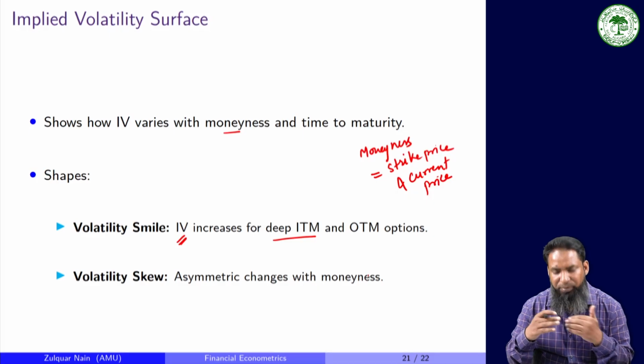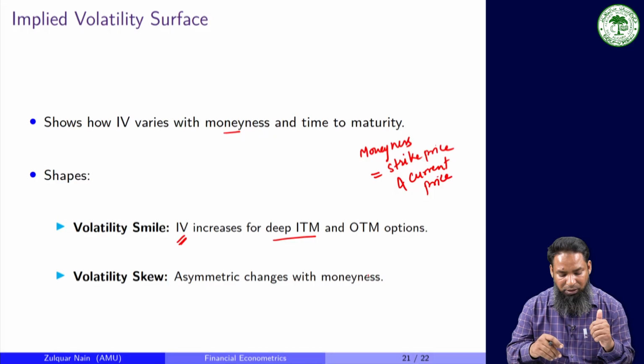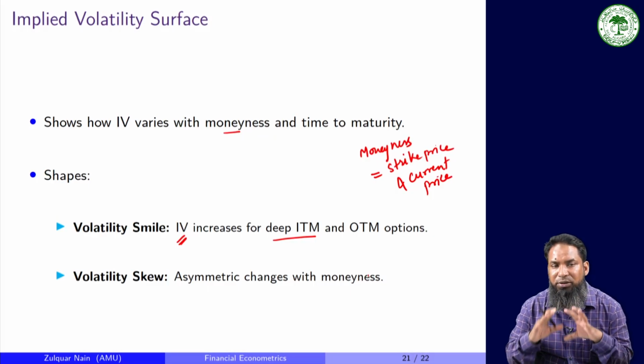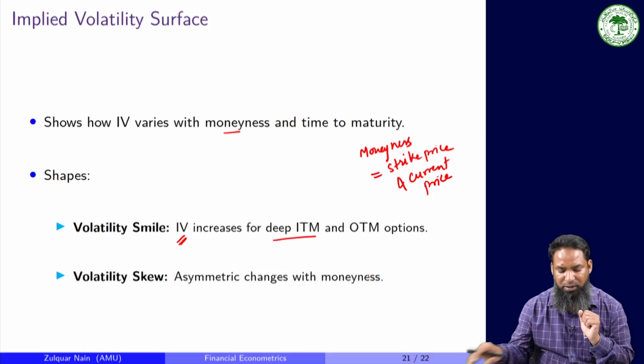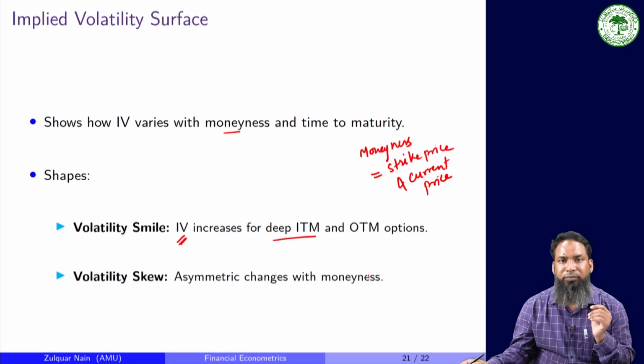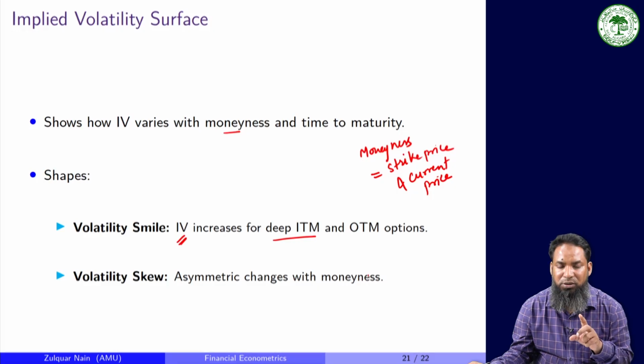The relationship between moneyness and maturity is not the same, it changes. So what does it reflect? It reflects that volatility is not constant. It is changing based on the relationship of moneyness and maturity, whereas in the Black-Scholes formula, we assume that the volatility is constant.